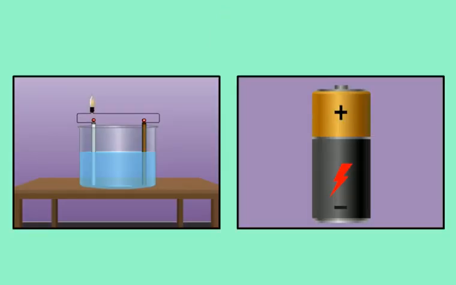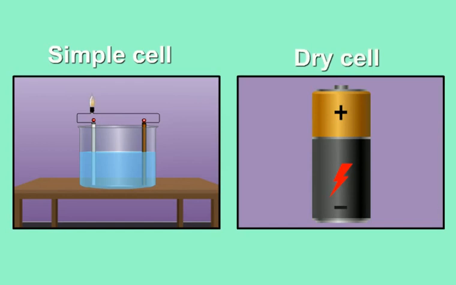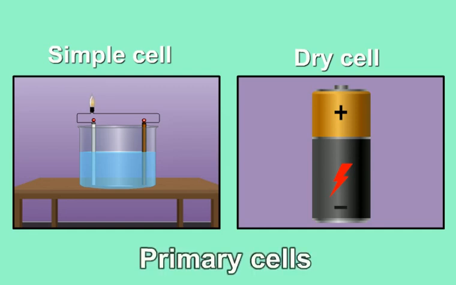These two cells, that is the simple cell and the dry cell, cannot be used for a long time period. When they are run down due to use, the cells have to be thrown away. These cells are also called primary cells.